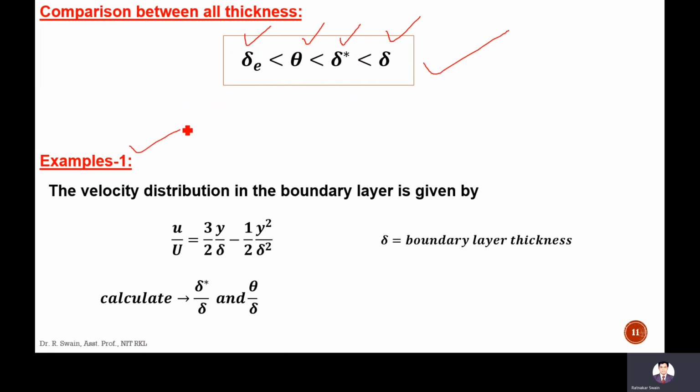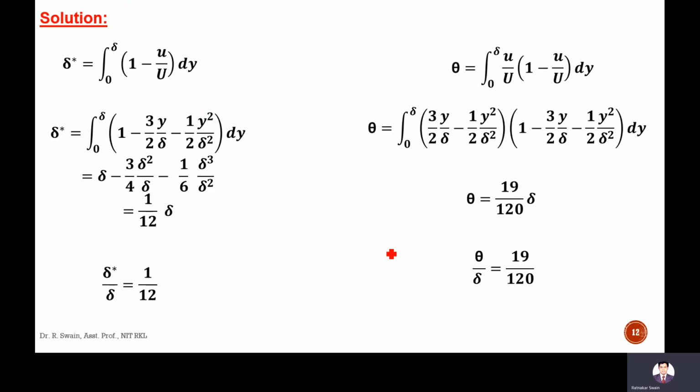Let's solve one example. The velocity distribution in the boundary layer is given, that is u by capital U equals 3/2 y by delta minus 1/2 y square by delta square, where delta is the boundary layer thickness. We have to calculate delta star by delta and theta by delta, the ratio of displacement thickness to the boundary layer thickness and the ratio of momentum thickness to the boundary layer thickness.